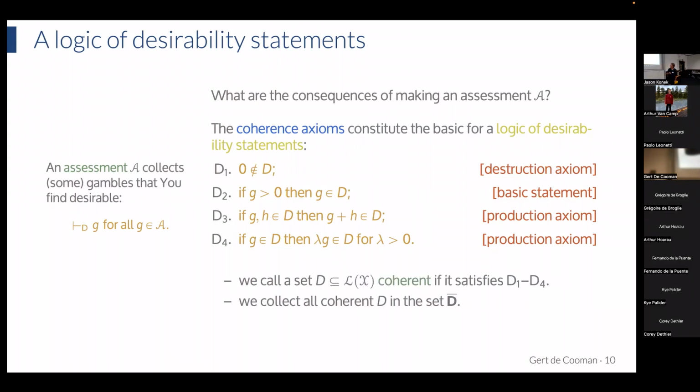Okay, so now the idea is I will call a set coherent if it satisfies these requirements. So a coherent set of desirable gambles is a set that satisfies all these requirements. And I will denote the set of all the coherent sets, so all the coherent models, by this bold D over bar. So those are all the coherent sets of desirable gambles. Those are the ones that are perfect in this sense.